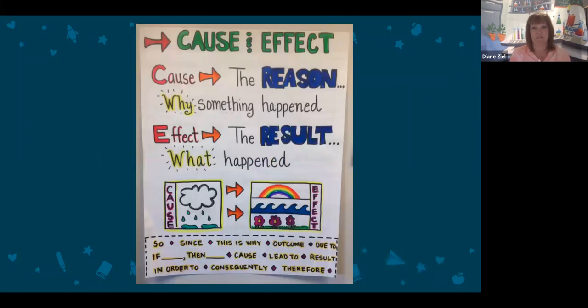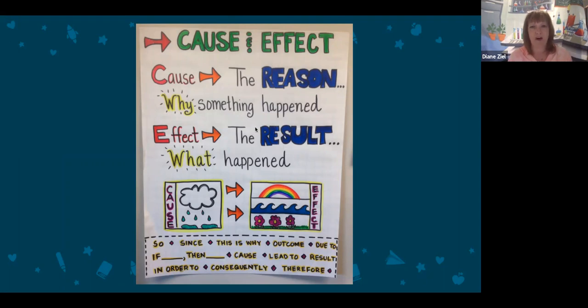Another thing you'll look at this week is cause and effect, the relationship between a cause and its effect. The effect is the result or what happens, but the cause is the why or the reason that something happened. So for example, you could have rain as a cause, and the effect or the result of that rain could be a rainbow. It could be puddles on a street or a large amount of water, or it could be flowers growing. Rain causes all of these effects to happen.